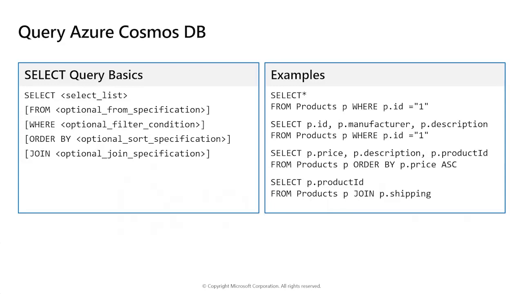And the order by clause is again an optional clause. It starts with the phrase order by, followed by one or more properties used to order the output result set.